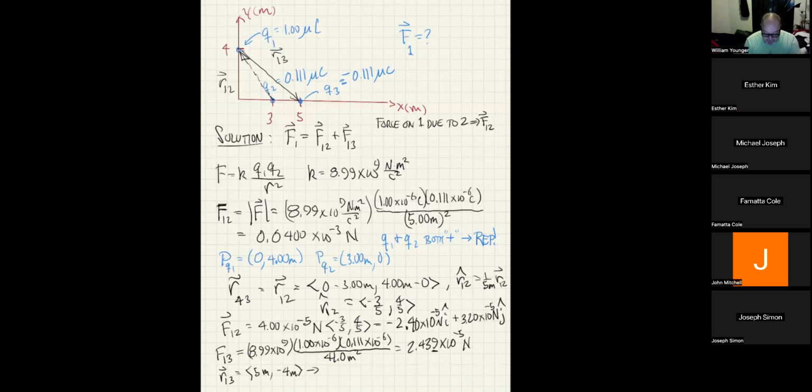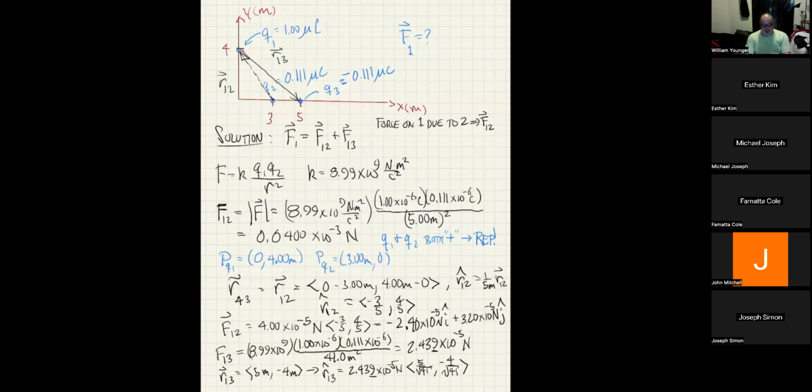Now we can say that the unit vector, R1,3 unit vector, is in fact this divided by the square root of 41. So I'm going to say 2.439 times 10 to the negative 5th newtons times 5 over the square root of 41 i hat, and negative 4 over the square root of 41 j hat. And that works just fine. I mean, believe it or not, that's actually a correct answer. It's just not the way we're used to looking at it. That being said, I'll go ahead and compute it.